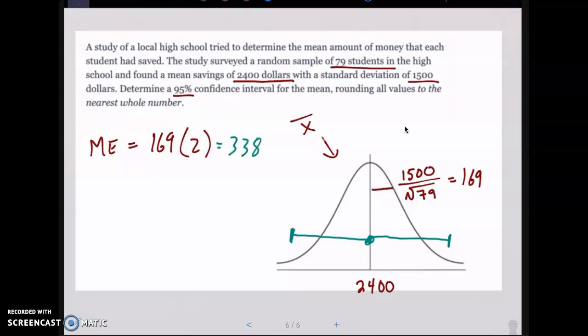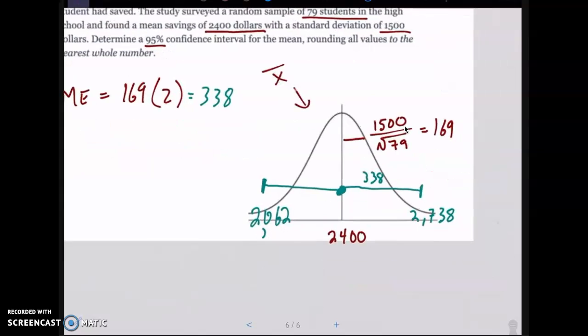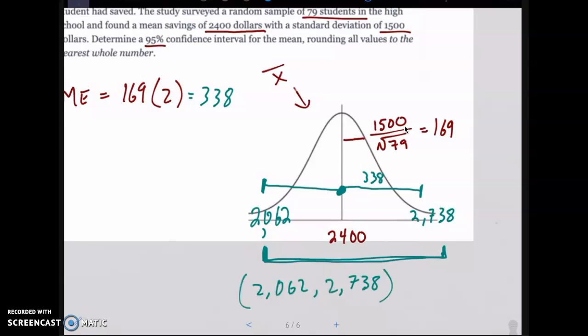So finally, to find my confidence interval, I take 2,400 and I add to it 338, and that gives me 2,738. And then I take 2,400 minus 338, and that's going to give me 2,062. So I'm 95% confident that the true population mean is somewhere on this interval between 2,062 and 2,738. Anything outside of that interval, and I would be very, very surprised.